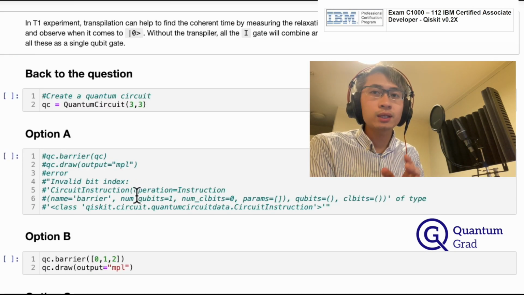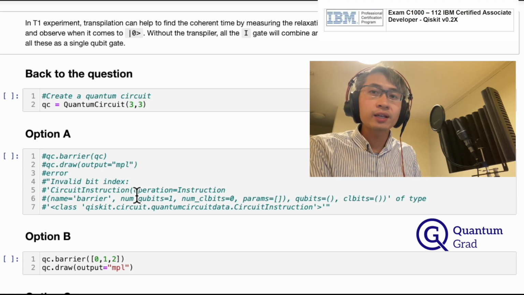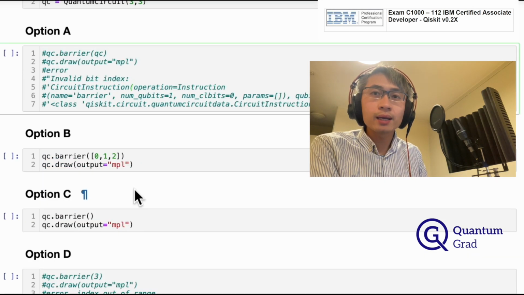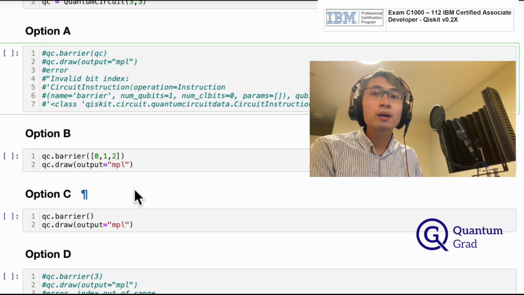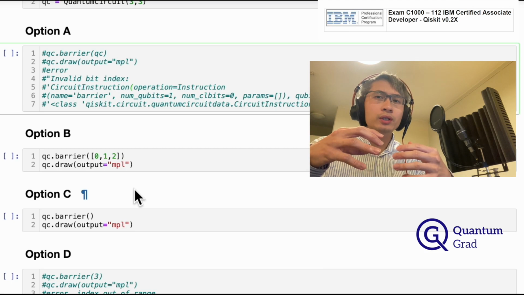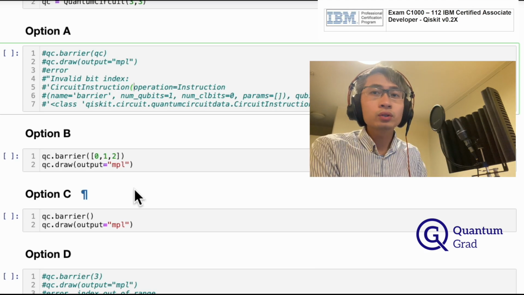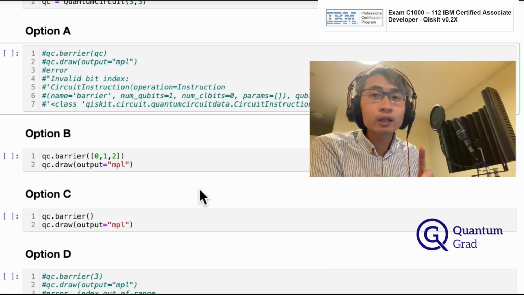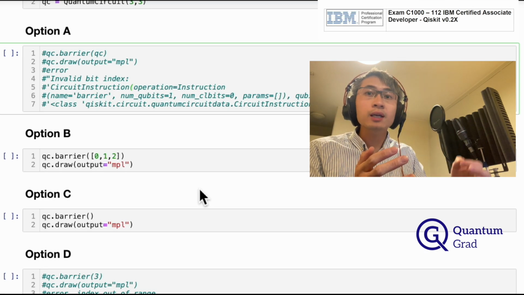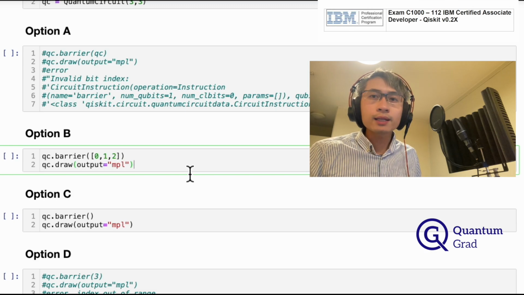We have QC equal to QuantumCircuit(3,3), which means that we have 3 qubits and 3 classical bits. In option A, it generates an error. The command is qc.barrier(qc). So what it means is that we put the whole quantum circuit into the barrier. So it is a syntax error. We cannot put the whole circuit into the barrier, but only specific qubits into it. So let's see option B.